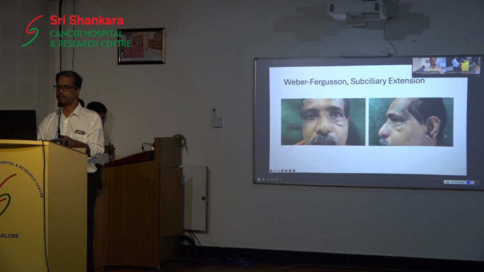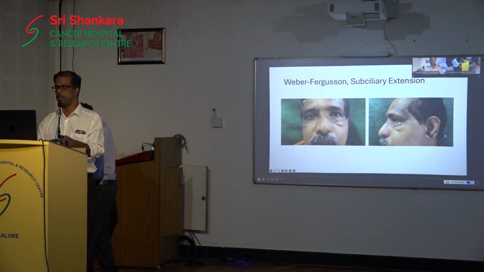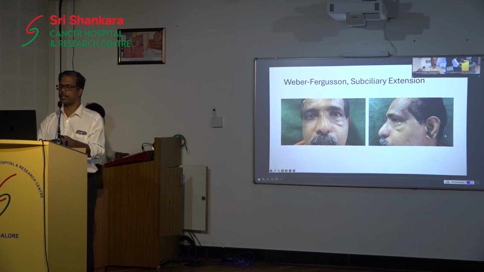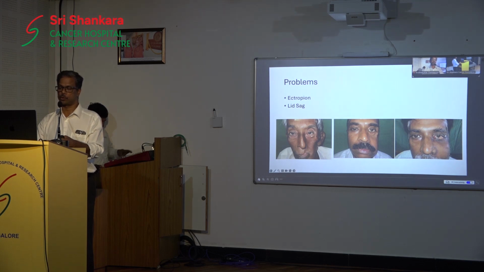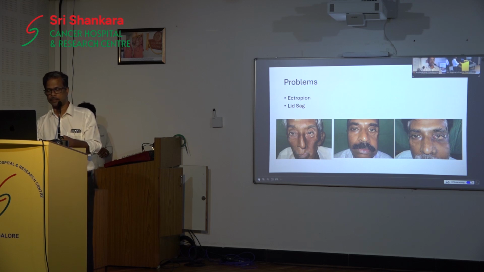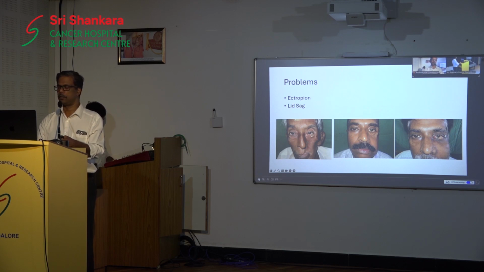So these are some outcomes with subciliary incisions. You can see the scars, which are not much hidden. But this is not the case in all cases. There can be problems like ectropion, lid lag, lid sag, and so on. But these problems are not purely because of the incisions we take in the lower lid, but mainly because of the lack of support which we give to the infraorbital region. It should ideally be a good bony support when this incision becomes proper.